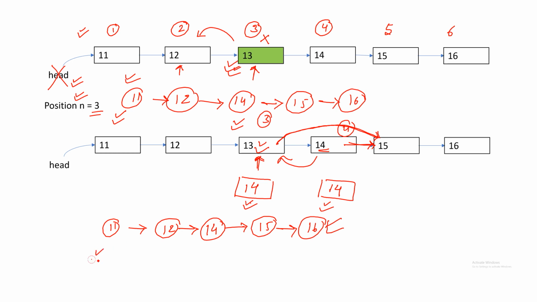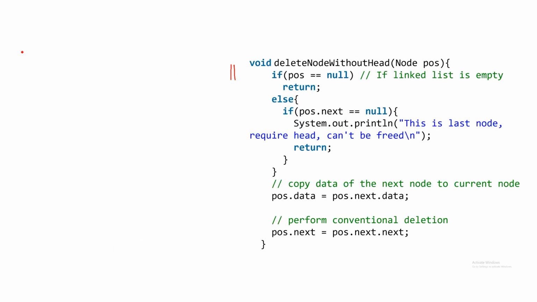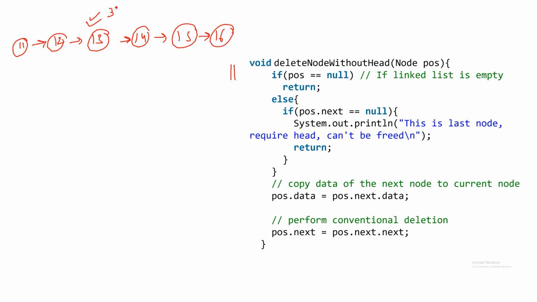Now let's see how we can do this using the code. So let's take that example again. So we have the 11 node pointing to 12, pointing to 13, pointing to 14 and 15 and 16, right? So this is our linked list. Now we wanted to delete this node having the position 3, right? Now in this, we will be given the address of that node which we wanted to delete. So in this case, this address will be given.